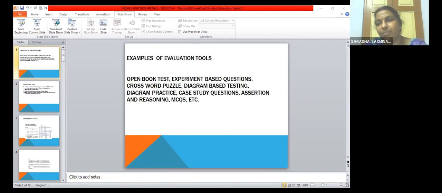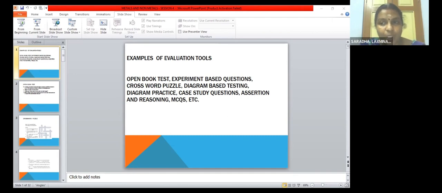And a crossword puzzle. You can ask the students to make a crossword puzzle by giving the clues. They can make crossword puzzles, up and down. Clues they will give, simple five letter words they can use. New words or the glossaries can be checked by a crossword puzzle. And the next one is diagram based testing.